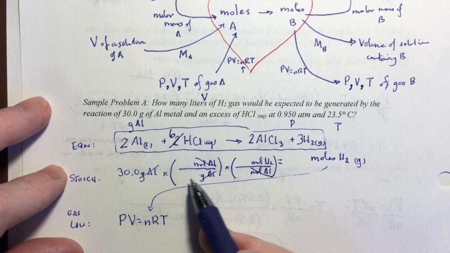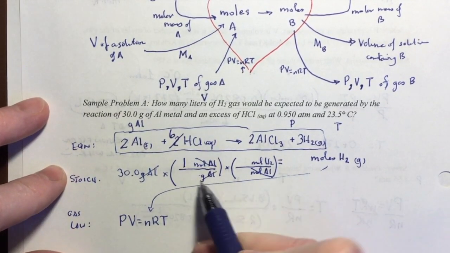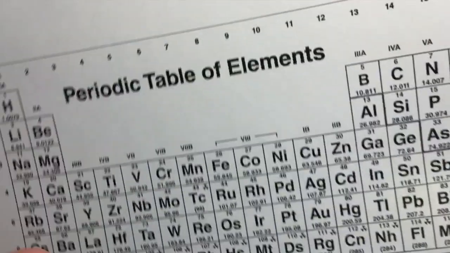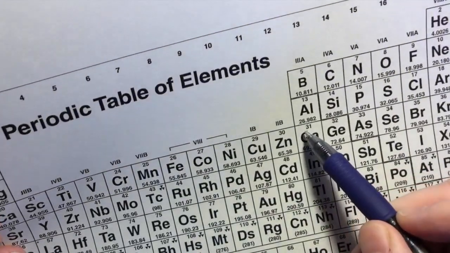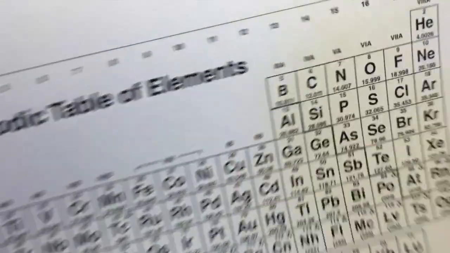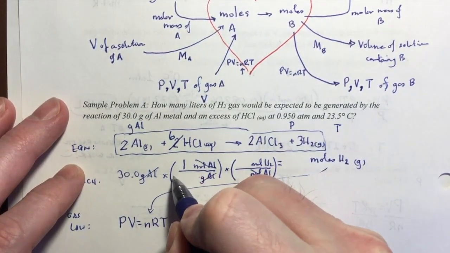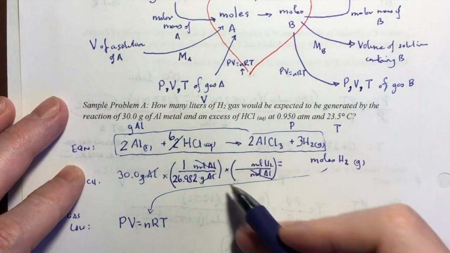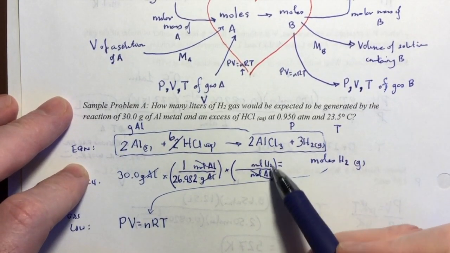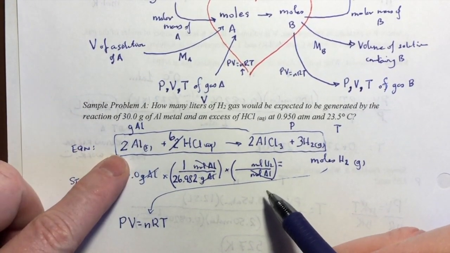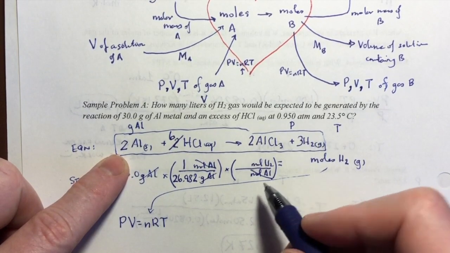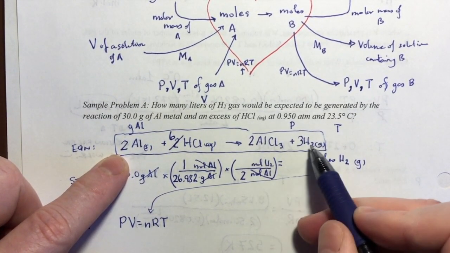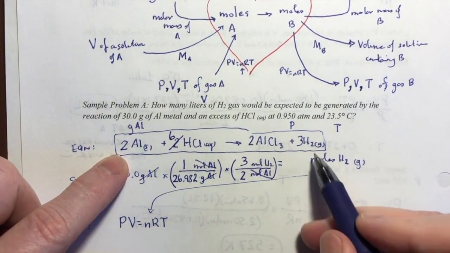Let me put in my numbers. 1 mole of aluminum, this is a molar mass, 1 mole of aluminum is 26.982 grams per mole. And then my molar ratios here I get from my coefficients of the balanced chemical reaction. 2 moles of aluminum to 3 moles of H2.